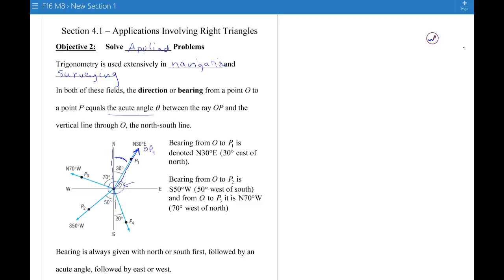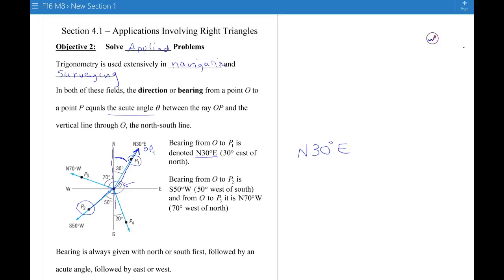So for this P1, the bearing from point O to point P1 is denoted north 30 degrees east. So the 30 degrees, the size of the acute angle, goes in the middle. The vertical line that's the closest is the one going north, and then you are east of that vertical line. So let's look at P2.